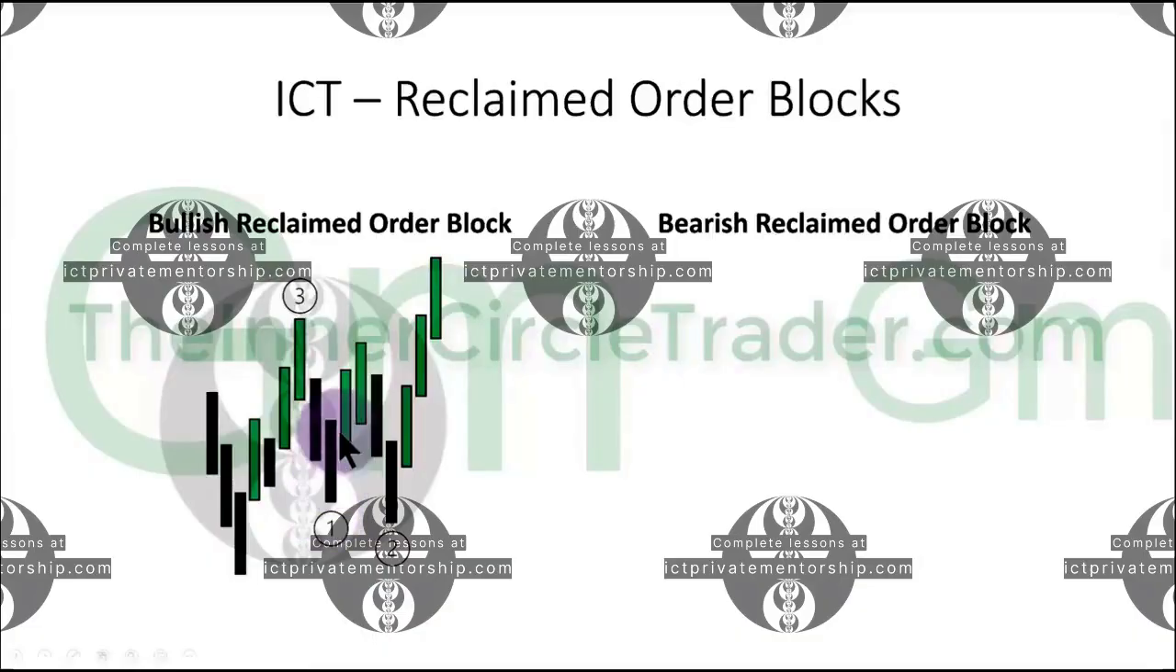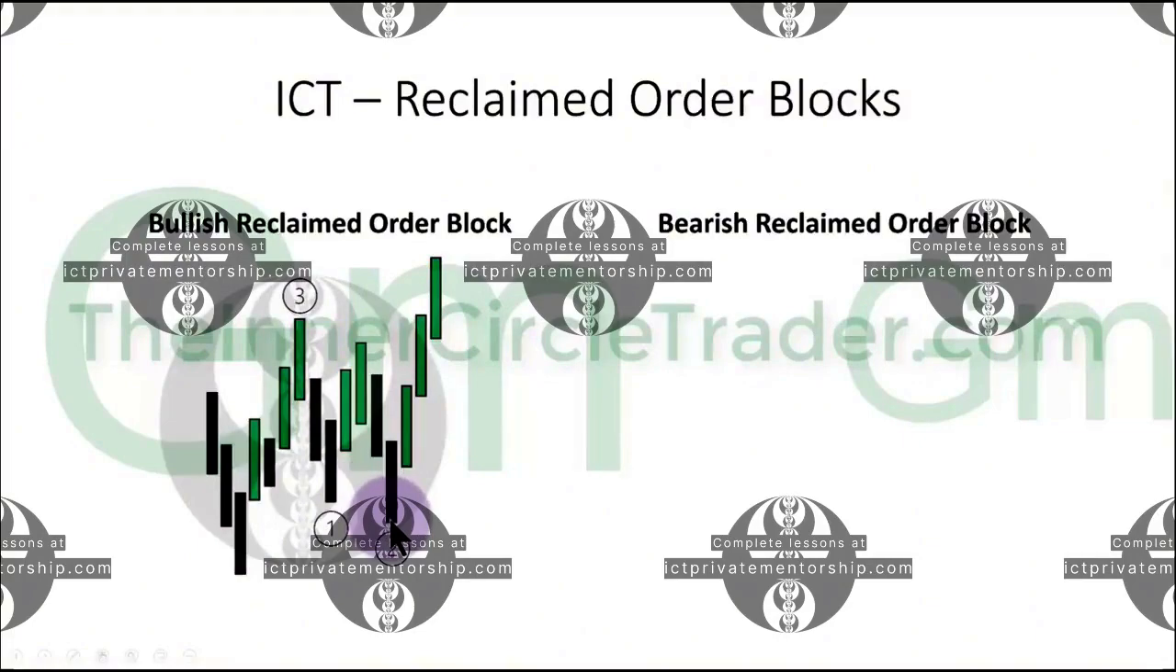When it starts to rally, that's what you want. You want to see that. But it can do this, fall short of where it broke market structure, and then go right back down in, take out that candle that you entered on, and go deeper into the order block. That is a reclaimed order block at point 2.